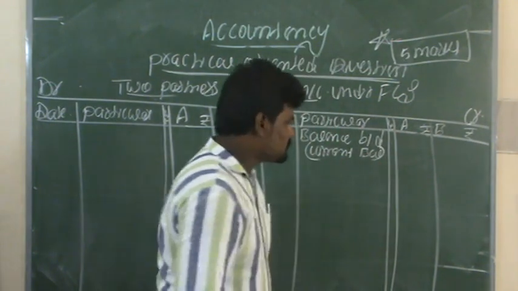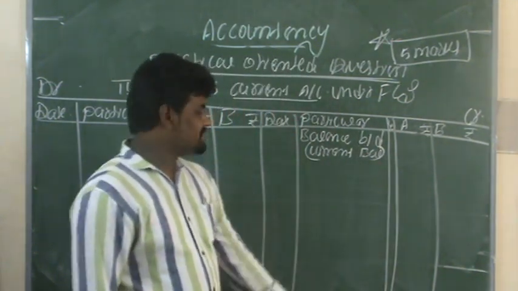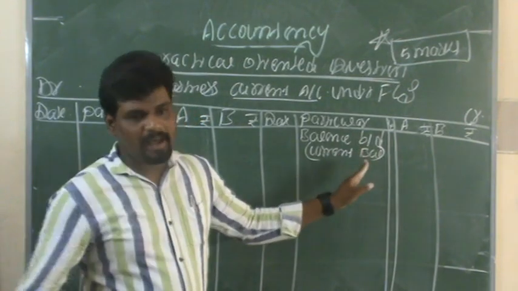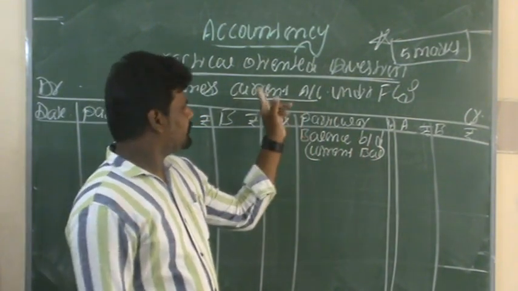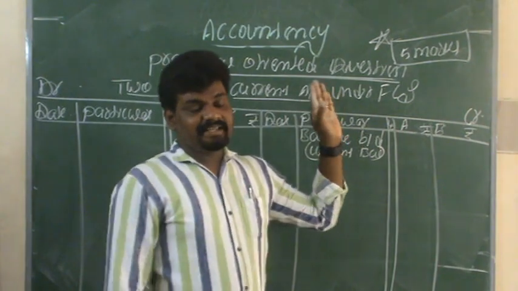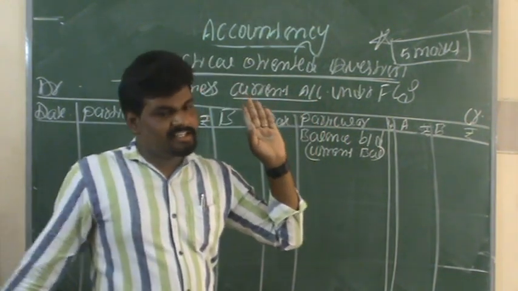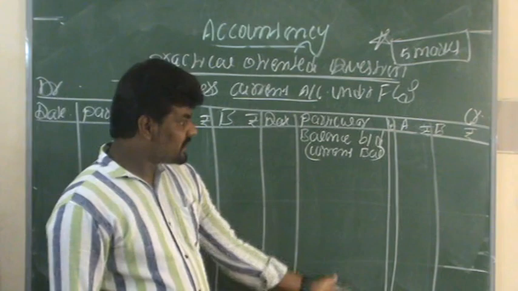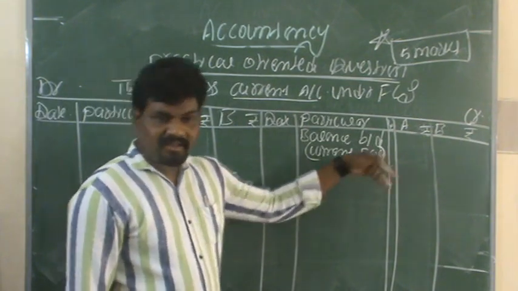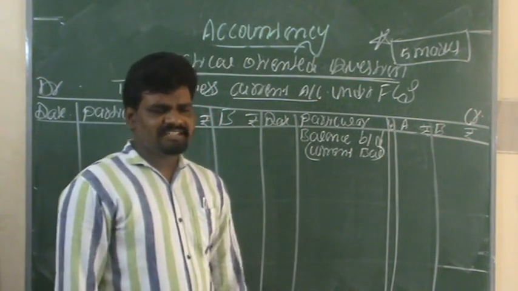Balance brought down. Here, the balance brought down relates to the current account balance. In that, we are preparing the partners' current account. If there is any partner's current account balance, meaning capital, we need to record it only on the credit side. The values we just have to assume.